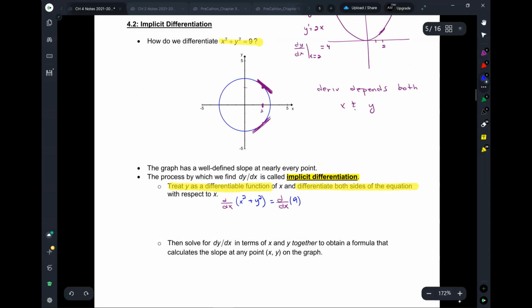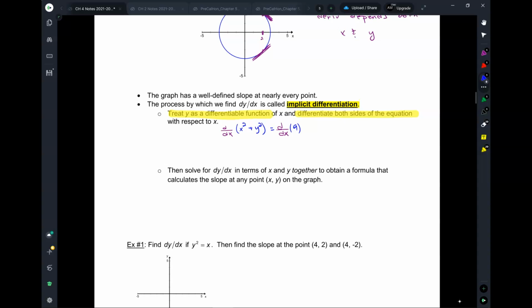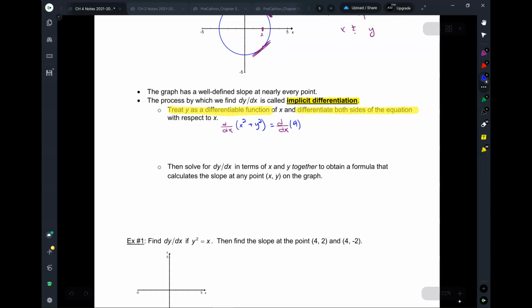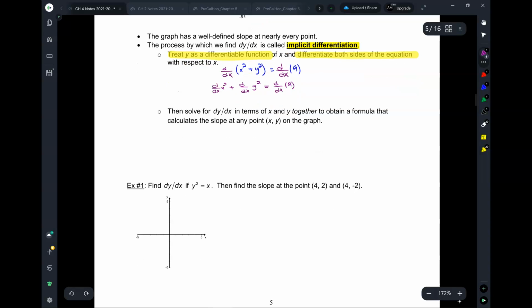You see the blue was our original function, and so what I have to do now is take the derivative of both sides of that equation. When I distribute this, I get d/dx of x squared plus d/dx of y squared is equal to d/dx of 9. Now, here's the biggie. The first one, d/dx of x squared. What would that give you? It's nothing new. 2x. Good.